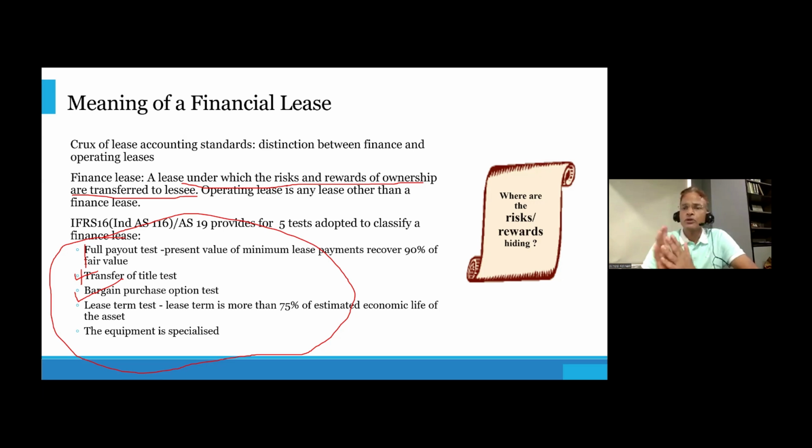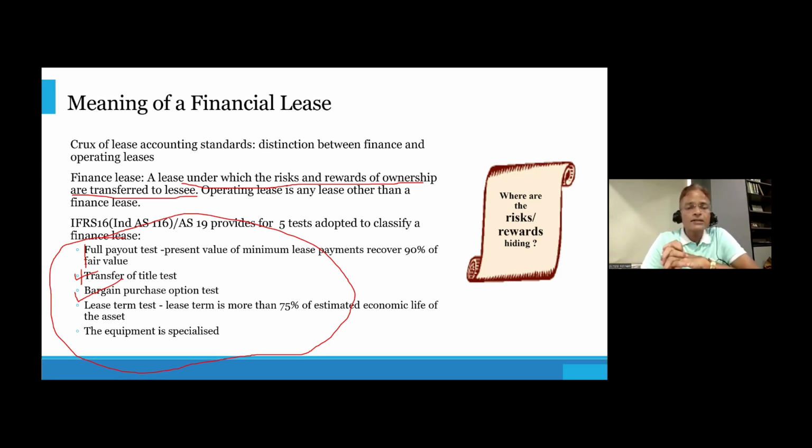So that's a bargain purchase option. A lease which has a bargain purchase option, or a lease which automatically transfers title, which are respectively called hire purchase or conditional sale from a legal perspective, are also treated as a financial lease from the accounting standards viewpoint.